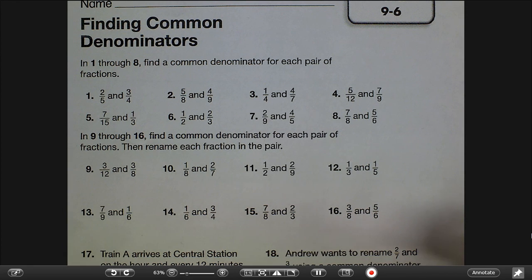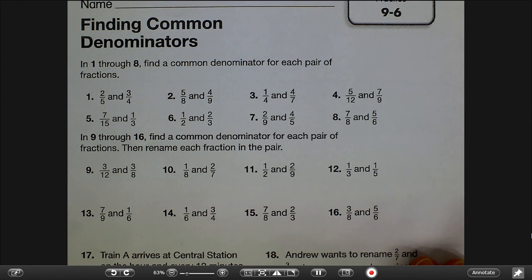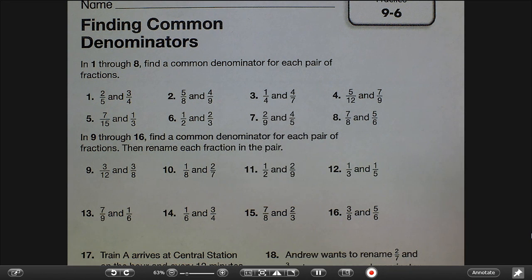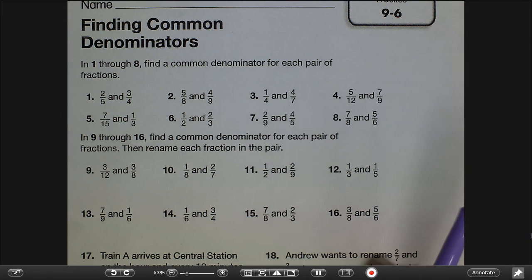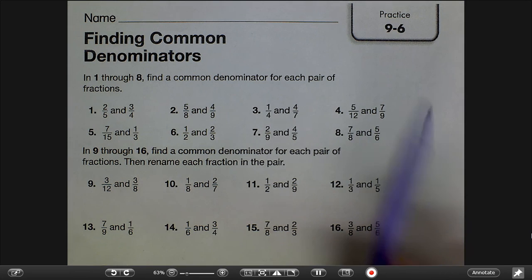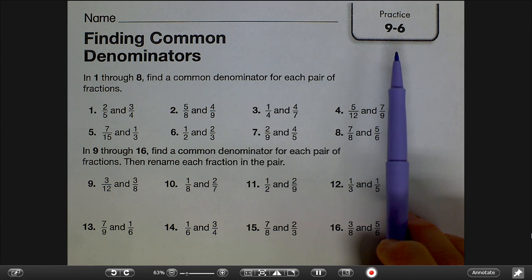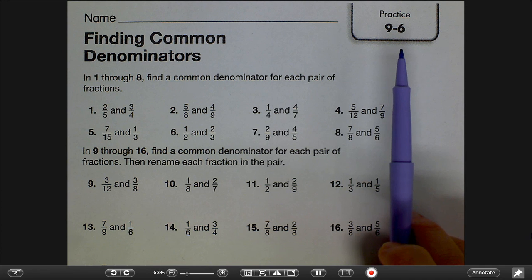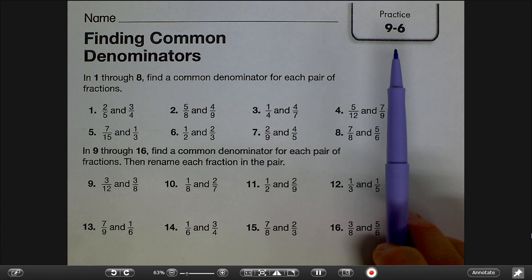Okay, so now that we've talked about least common multiples, we're going to move on to finding common denominators. And we're going to use what we learned with the least common multiples to find the common denominators. So in this worksheet, we have two sections. If you want to follow along, this is practice number 9-6. You can find that on the Envisions website where all the pages are linked.